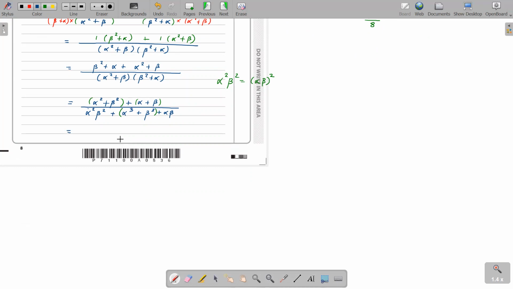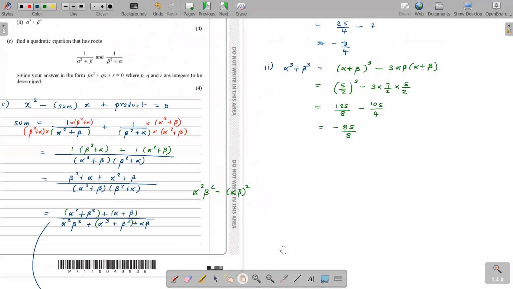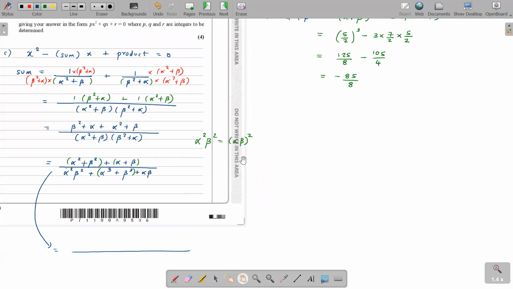Alpha square plus beta square is... let's substitute the values here. Alpha square plus beta square was what? Minus 3 over 4, right?